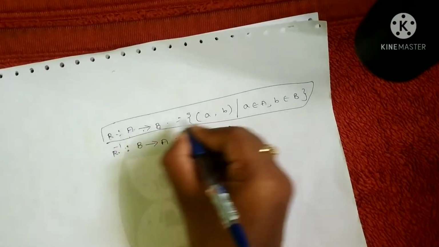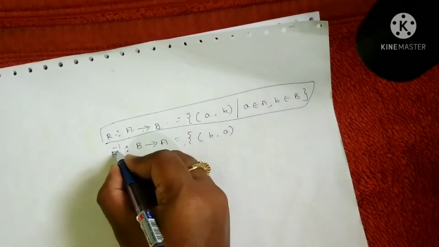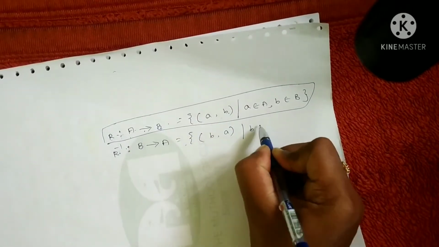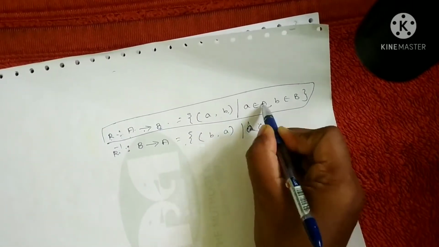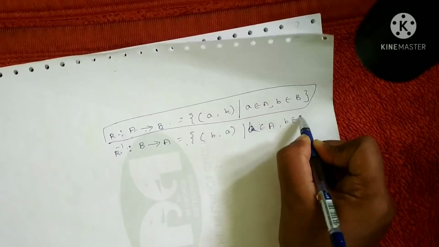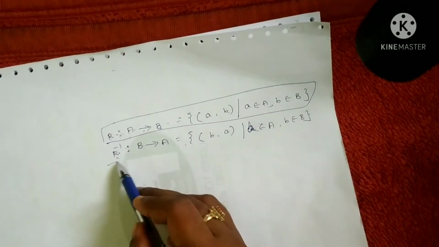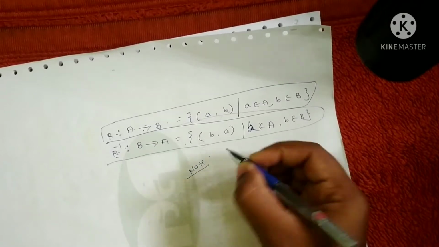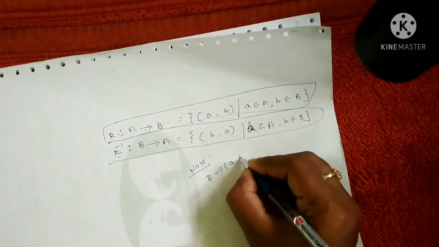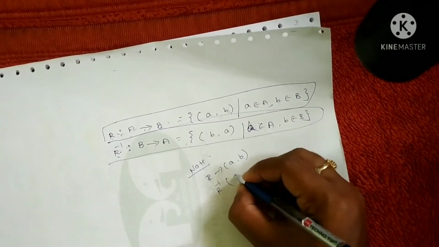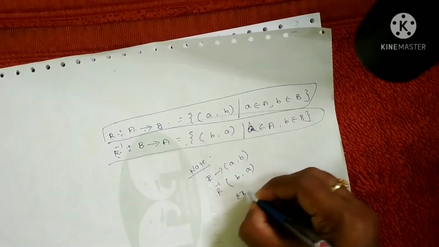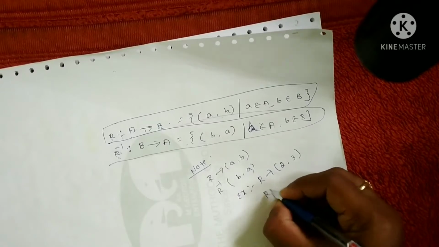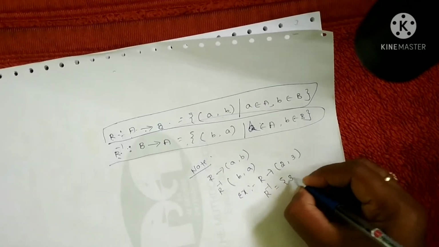In R the first element is a, the second element is b. In R inverse, that will become inverse, that is interchanging the positions, (b, a). So this is the definition of R inverse. The only thing you have to keep in mind is that if in a relation you have an element (a, b), in R inverse you have to write that as (b, a). For example, in R, if you have an element (2, 3), in R inverse the element will become (3, 2).